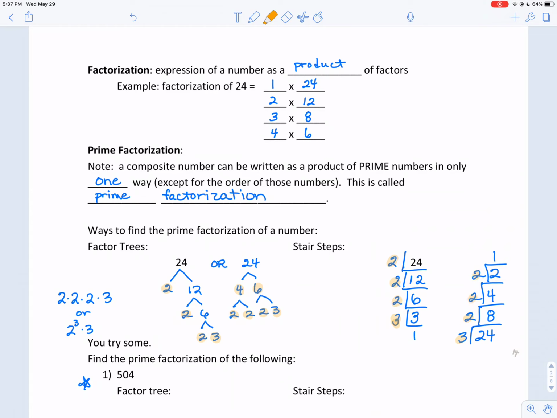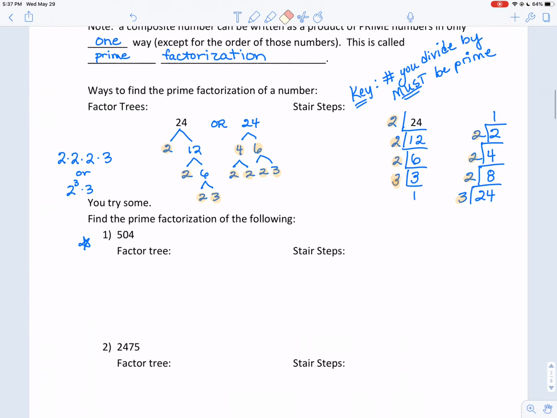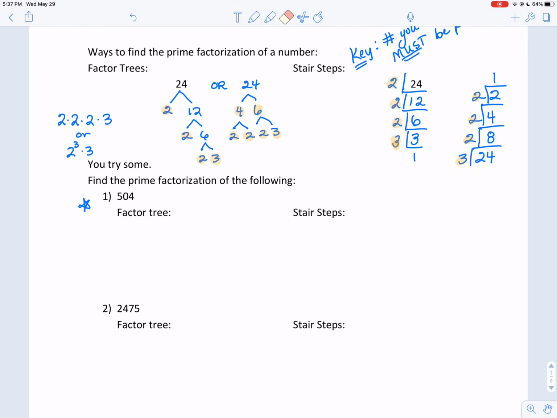The key to doing prime factorization using stair steps is that you must divide by prime numbers. Notice I did not divide 24 by 4 or by 6. I only used prime numbers. So to turn into class, I would like you to find the prime factorization of 504, both using the factor tree method as well as stair steps.